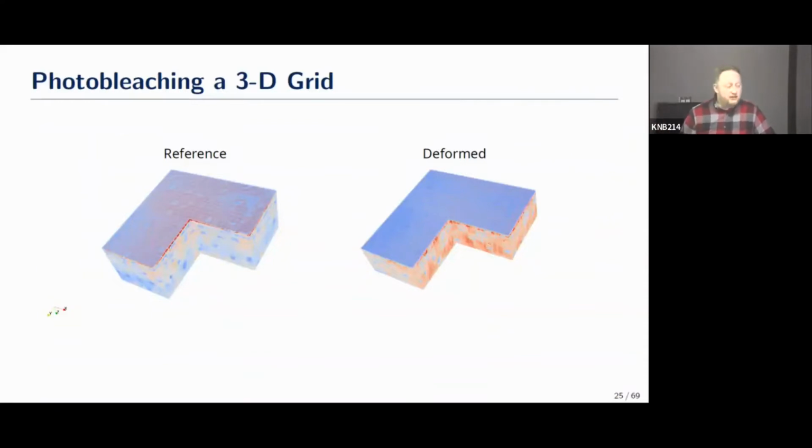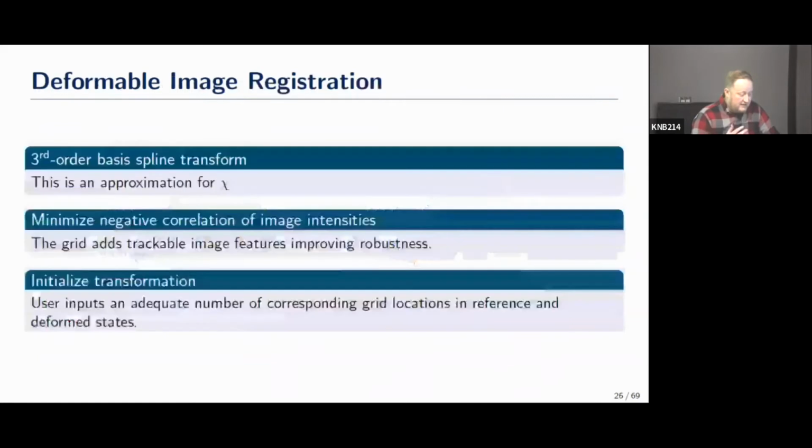We chose to draw a 3D grid, as I'm showing here on the left, in the reference undeformed cartilage volume. And then we apply the same mechanical testing experiment, deform that tissue, and image it. By having a grid on there, we've increased the number of trackable image features in the image. And we can do a mathematical technique called deformable image registration, where we approximate that function chi, going back to the picture of the deformation, with, in this case, a third order basis spline.